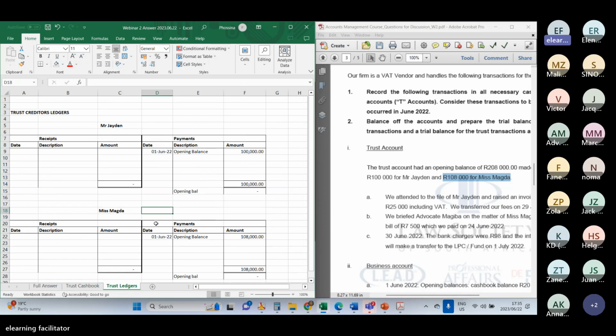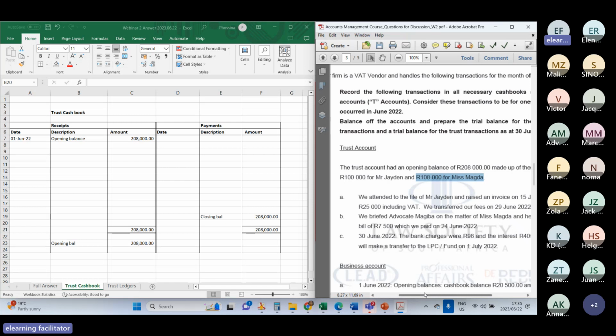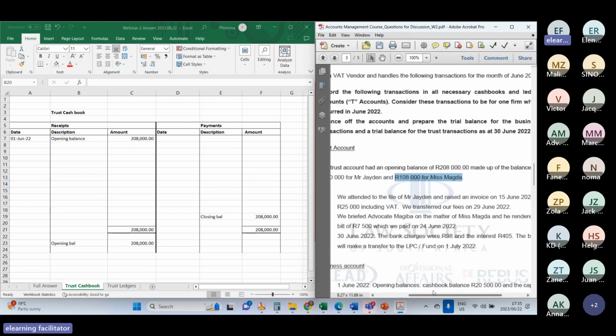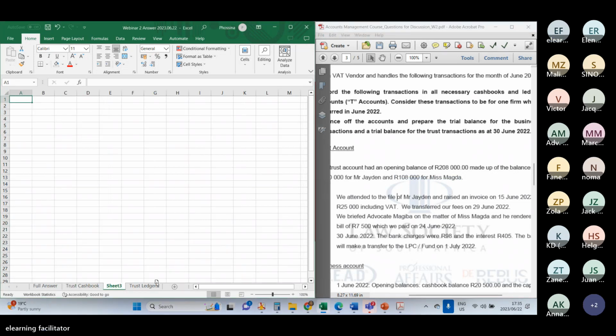Remember, debit and credit: every transaction should have a debit and a credit. The next instruction says we attended to the file of Mr. Jaden and raised an invoice. When we are doing the work, we are doing it as a practice, so it means we've got the business side of things. So we should have our business cash book.